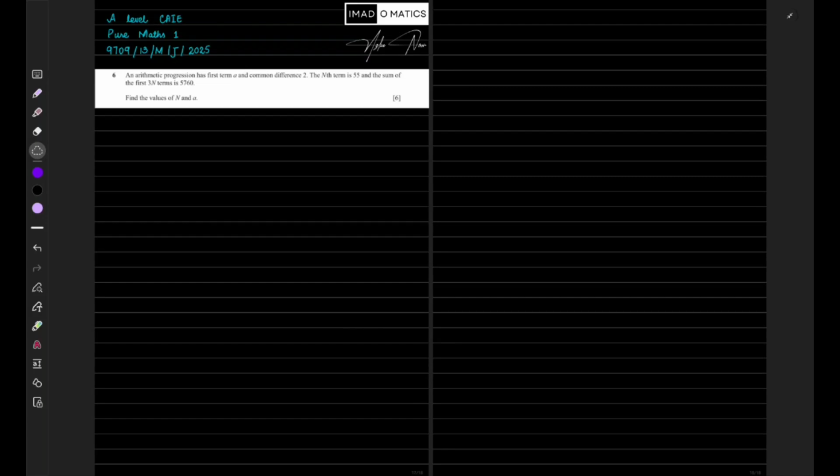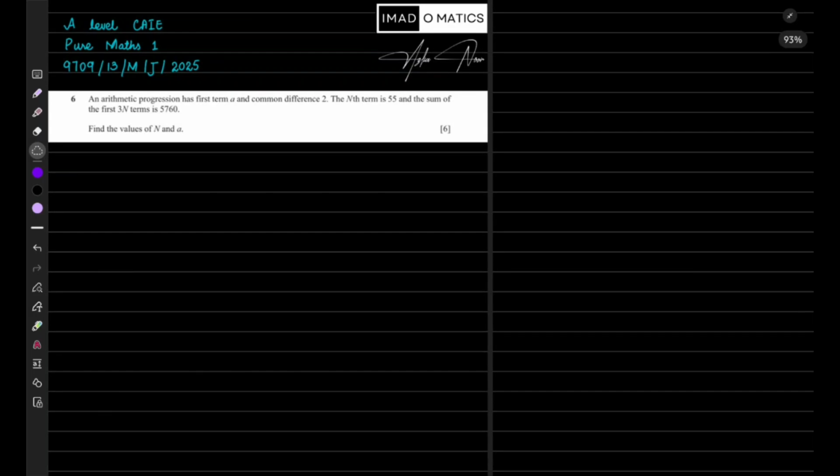May June 2025. And we are doing now question number 6 that says an arithmetic progression has first term a and common difference 2. The nth term is 55 and sum of first 3n terms is 5760. We have to find the values of n and a.